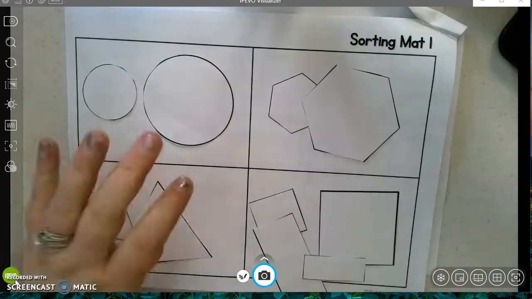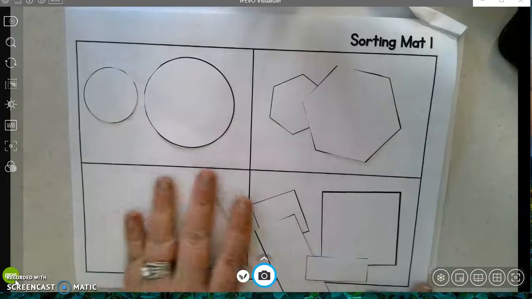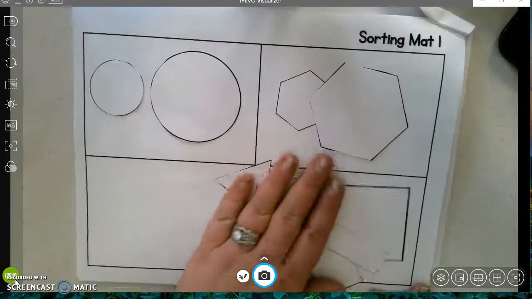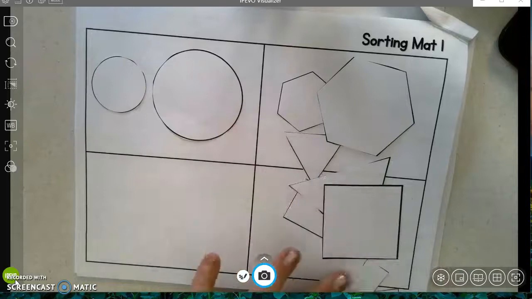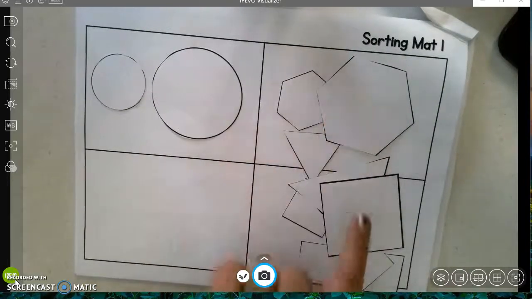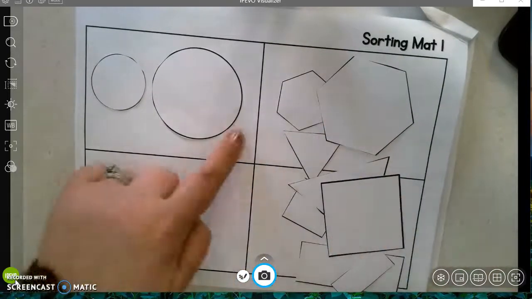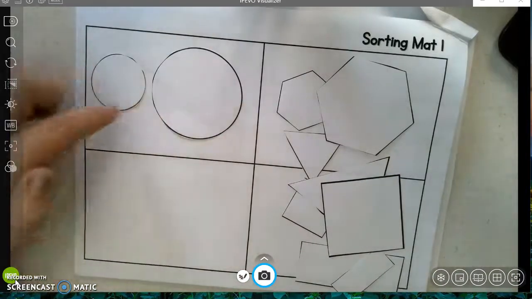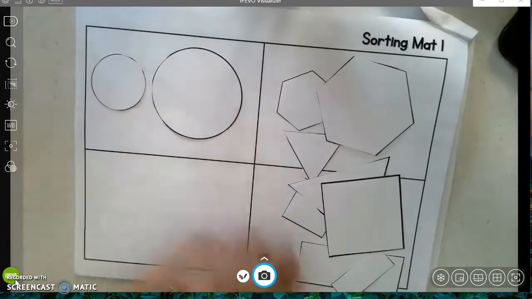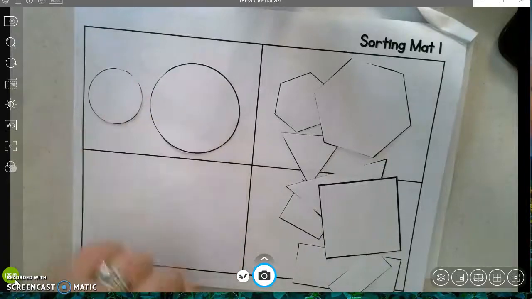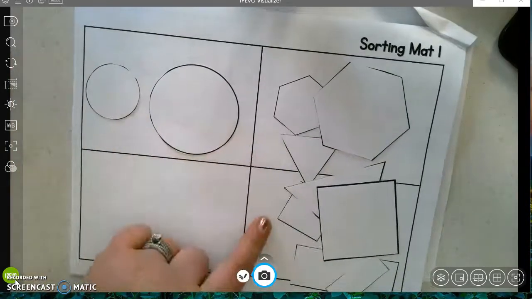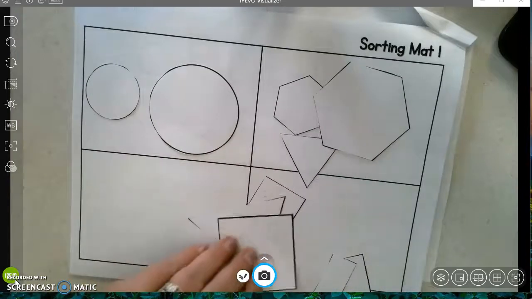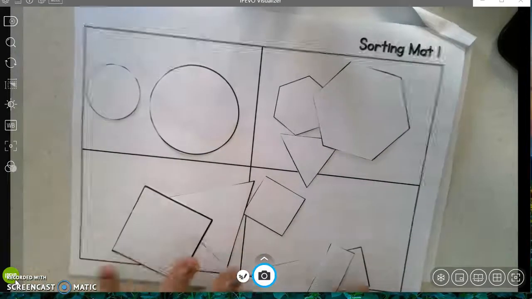Okay? If this mat was divided and I said, can you sort them into 2 groups, I might sort my shapes like this. All of these shapes over here have corners. These shapes over here do not have corners. If they were colored, I could sort them by color. Maybe I could sort by red, blue, yellow, green. What are some other ways that you can sort?